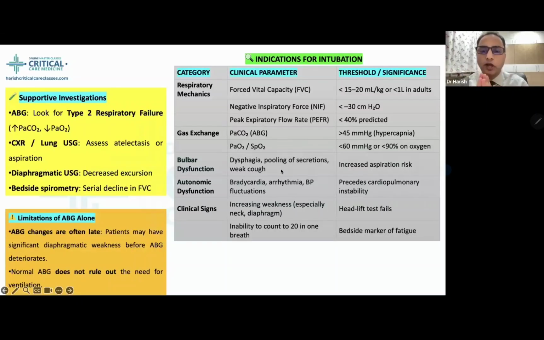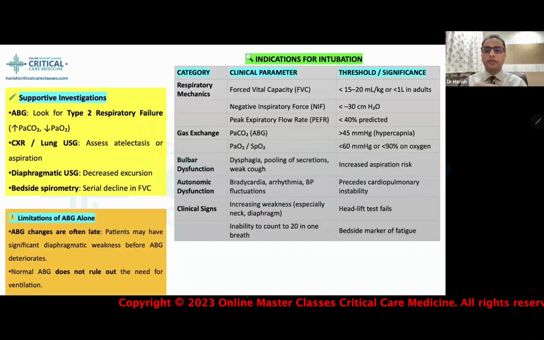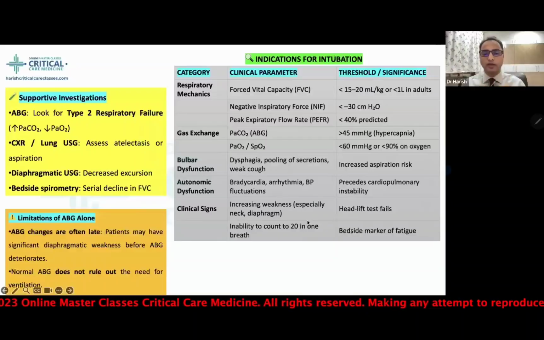Bulbar dysfunction like dysphagia, pooling of secretions, weak cough, which increases the risk of aspiration. Autonomic dysfunction like sudden bradycardia, arrhythmia or fluctuating blood pressure, which may precede cardiopulmonary instability. Clinical signs like worsening weakness, especially neck and diaphragm involvement.